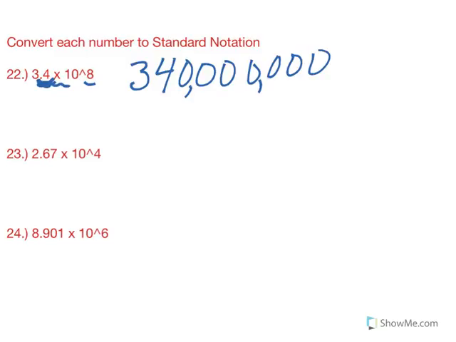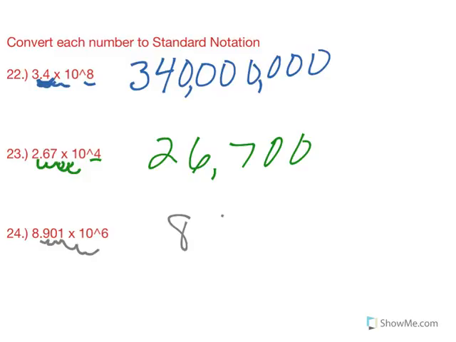So in 23, my exponent is 4, so I'm going to move it 4 places. 1, 2, 3, 4. The 2 extra spots are zeros, and I end up with 26,700. In 24, I'm going to move it 6 places. 1, 2, 3, and then 3 zeros. So 8,901, 3 additional zeros, and my answer is 8,901,000.